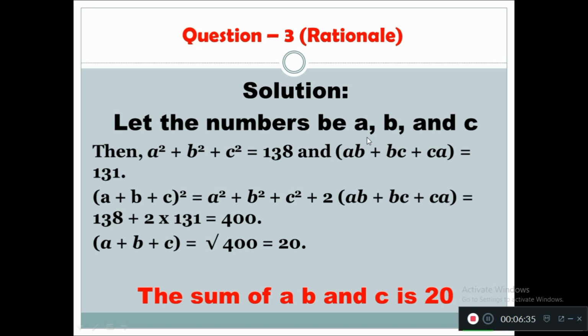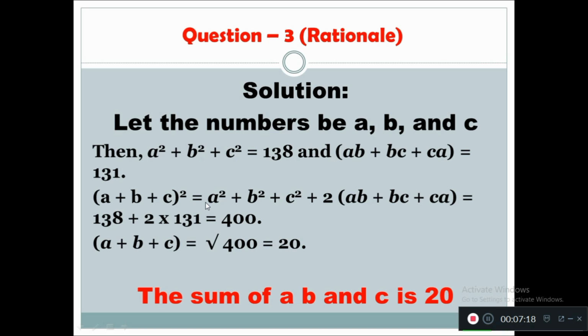These are the three possibilities of joining the two numbers in this three. We get 131. Now you can see the formula: (a + b + c) whole square is equal to a square plus b square plus c square plus 2 into (ab + bc + ca). So this is the formula. When we apply according to this formula, we get 138. So 138, how we got a square plus b square plus c square, can be written like this also, (a + b + c) the whole square, which is 138.